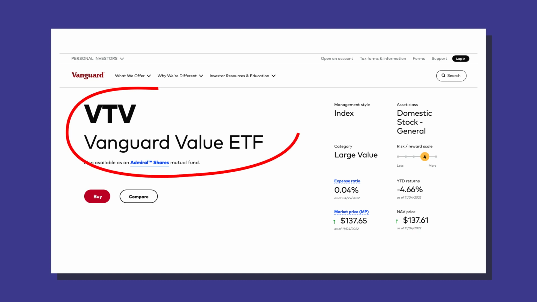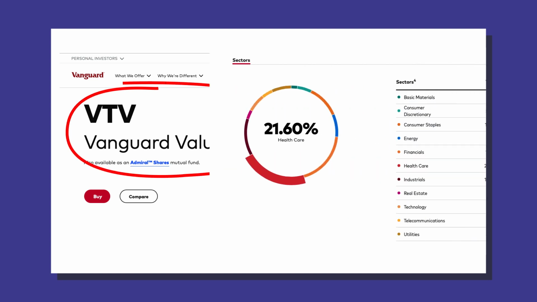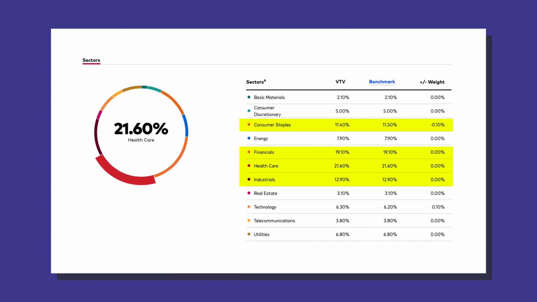For example, Vanguard's value ETF VTV, which is mostly comprised of healthcare, financials, consumer staples, and industrial stocks. Now, I do want to point out, while growth stocks might suffer, it doesn't mean the entire stock market is going to suffer as interest rates rise. In fact, there's really not a guideline on when interest rates are high, the stock market does bad, or when interest rates are low, the stock market does good. Even in periods of higher rates, the market has continued to trend upwards since the 1950s.